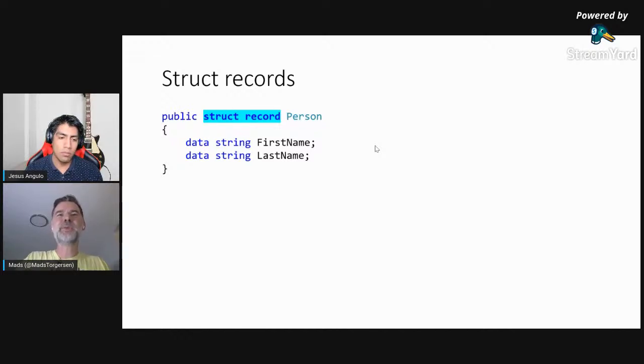And I would really like to do that with all structs, but that would break a lot of code. So we can't do that. We have to make you ask for it. Probably not say struct record, but record struct, I think is how we would say.